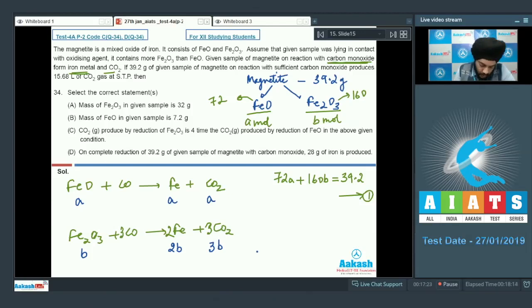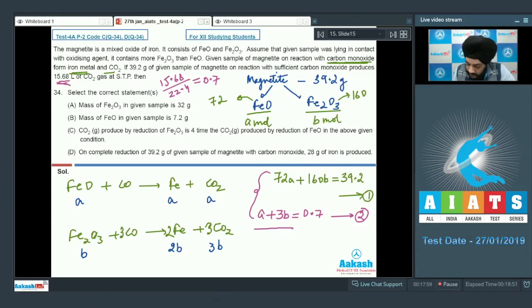Now the examiner has also given us the data about the total volume of CO2 produced. So it is given to us that 15.68 liter of CO2 is produced. So if we talk about 15.68 liters at STP, it has to be divided by 22.4. It gives us a value equal to 0.7. So total moles of CO2 is equal to 0.7. So we have the second expression as well, that A plus 3B shall be equal to 0.7. So this is the second reaction. Now if we try and solve these two equations which are formed, we'll have the value of A equal to 0.1 and we'll have the value of B equal to 0.2.